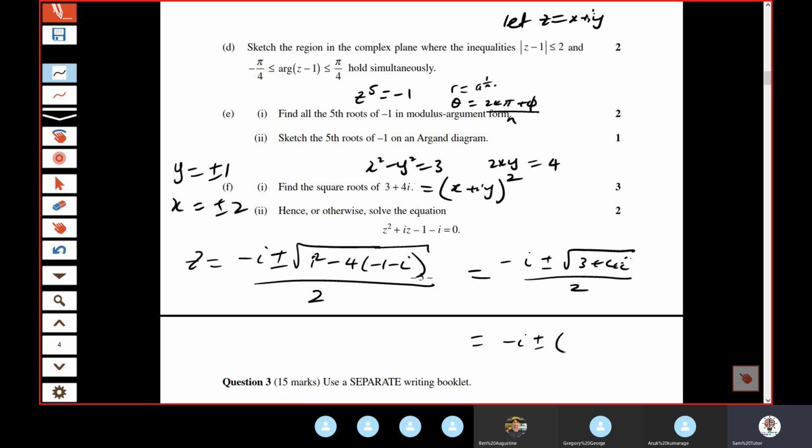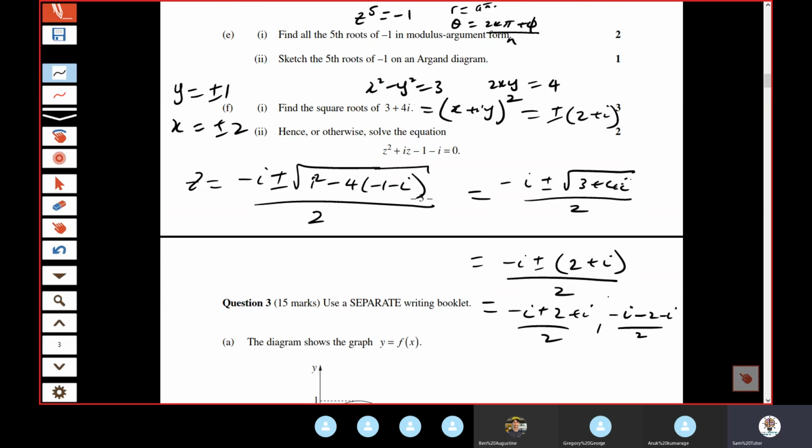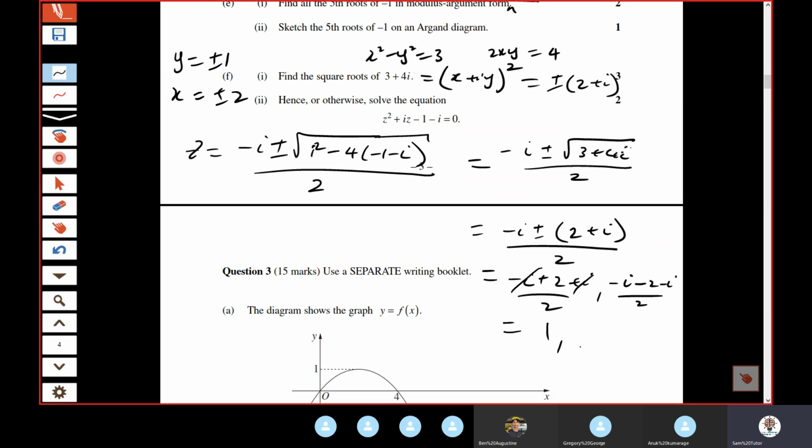Answer is minus i plus minus x, so 2 plus i on 2, because the square root of this is plus minus 2 plus i. All right, x is 2, i is 1. And you end up with minus i plus 2 plus i, or minus i minus 2 minus i. One is one root, and the other root is minus 1 minus i. That's it. Any questions?